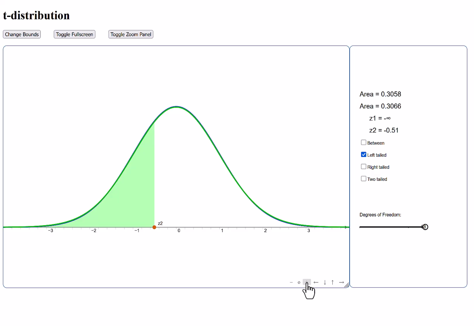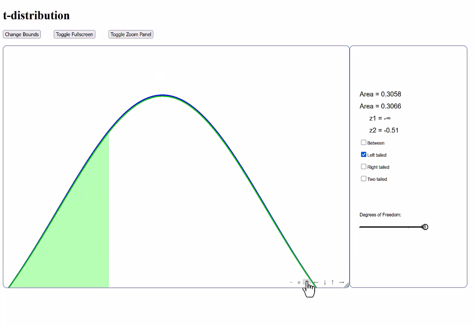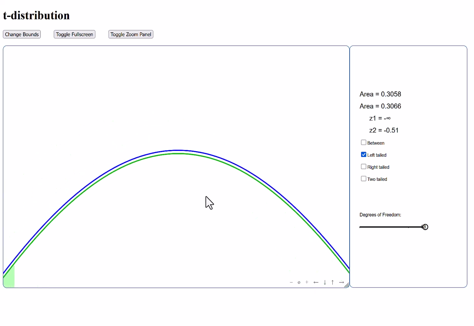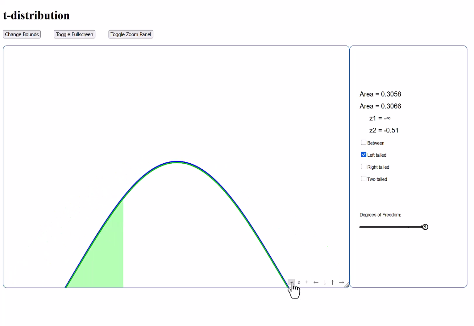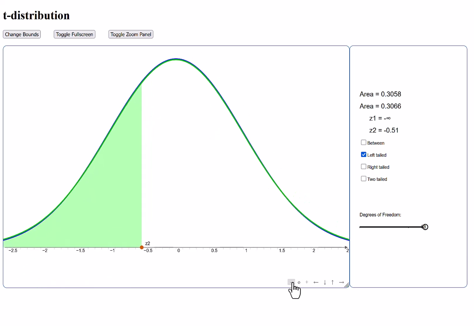Now, it is important to mention here, these never are exactly the same. All right, so even with the largest amount of degrees of freedom I can use in this app, there's still a bit of a gap, and there always will be. It's just that gap can become so small that it's not really going to be much use in terms of the precision that you're using in your particular computation.